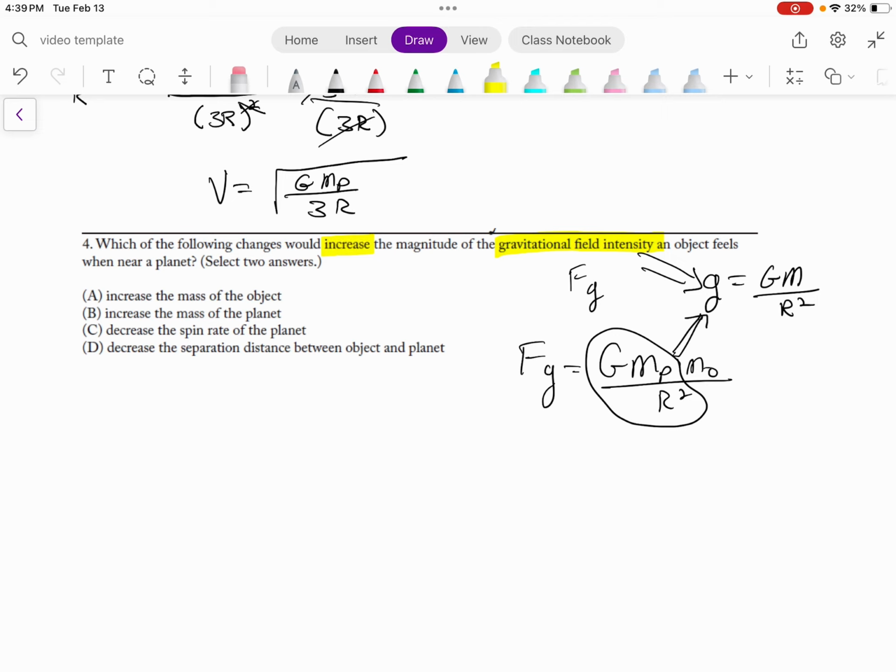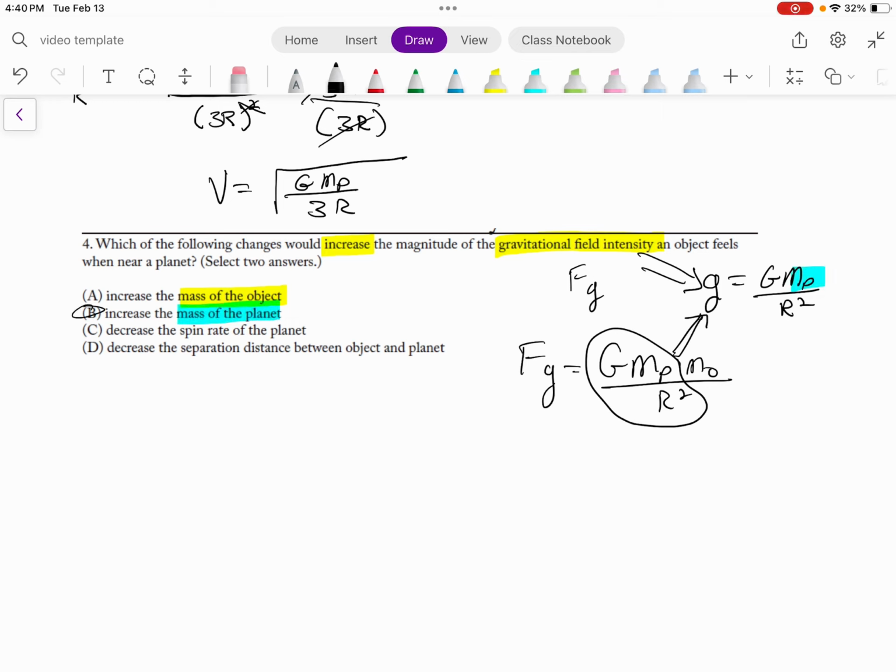So increasing the mass of the object, that is a no. Notice that, I'll put this little planet over here, the mass of the object is not in the equation for the gravitational field. It's the mass of the planet. Increase the mass of the planet. Here it is. Yes, that works.